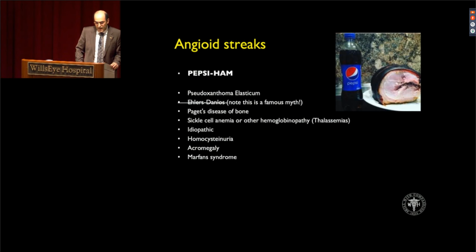And the famous PEPSI HAM mnemonic for angioid streaks, as Dr. Sivalingam mentioned: pseudoxanthoma elasticum, Paget disease, sickle cell, idiopathic, homocystinuria, acromegaly, and Marfan syndrome are the causes of angioid streaks.